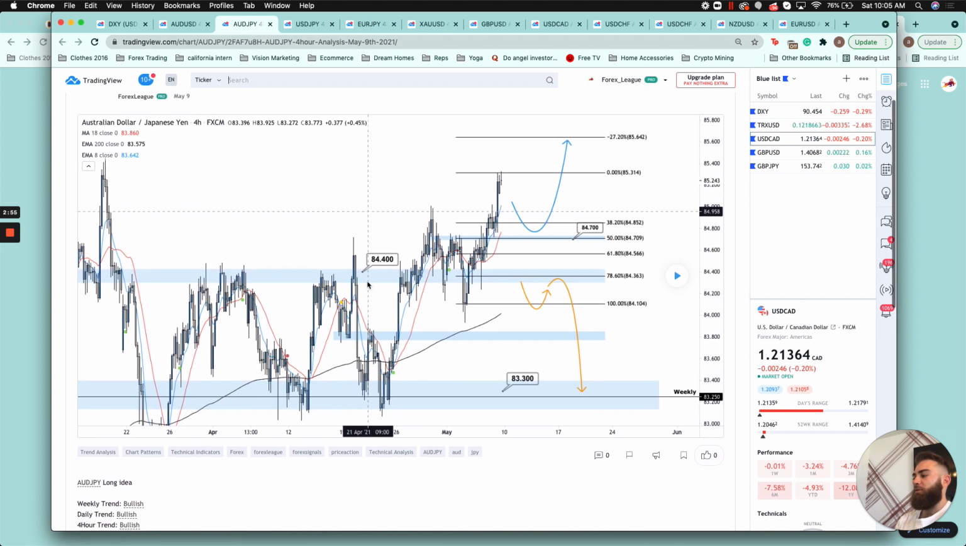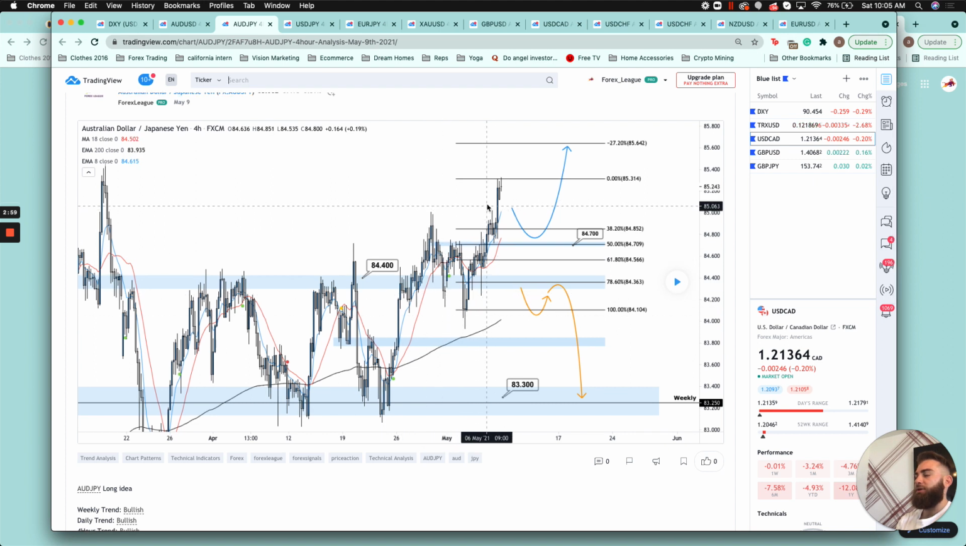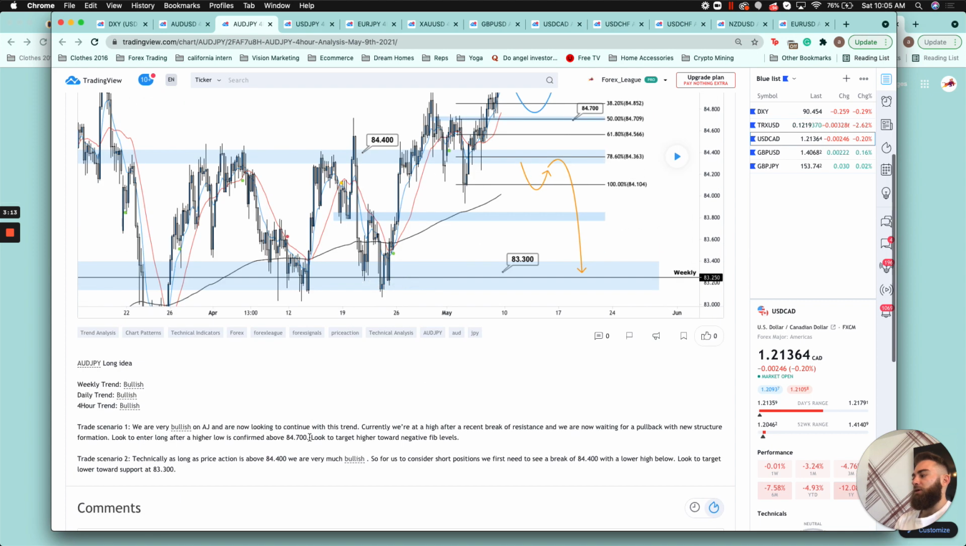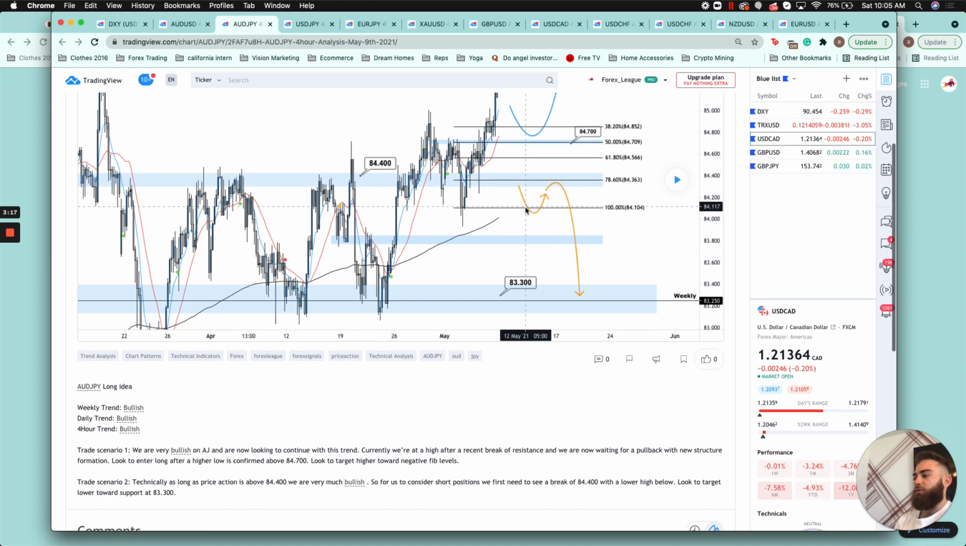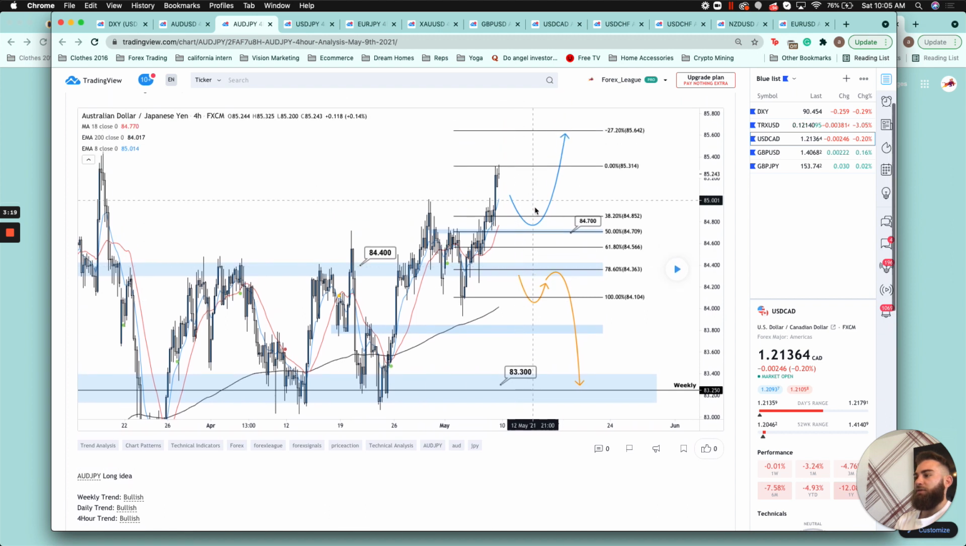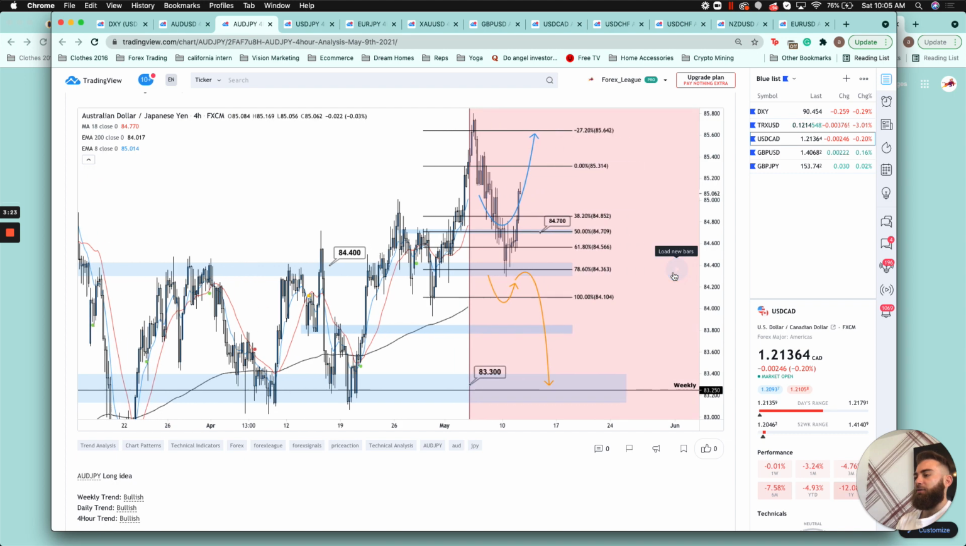So on this pair, we had bullish sentiment on every single time frame. Again, like AUD/USD, looking for that swoop down before heading back up, finding support potentially at 94,700, or this more main key level is 84,400. So looking for either a bounce or break of that level. Let's come down, trade scenario one. So again, very bullish. Scenario one is this one and scenario two is this one. Let's see how it played out.